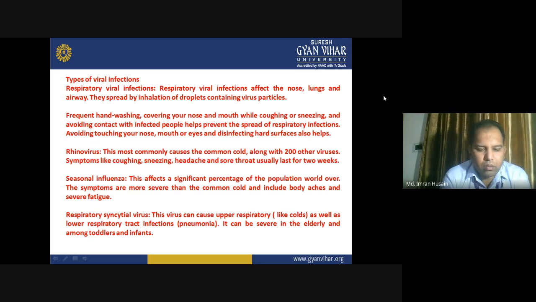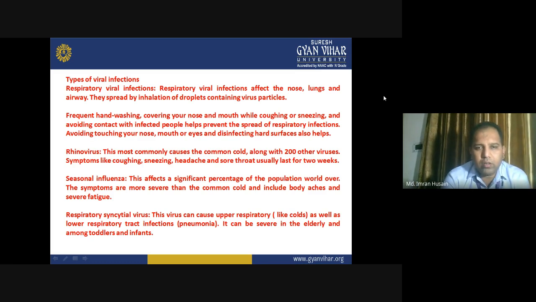So, overall, if you want to avoid a viral infection, the prescribed steps that have been advertised for protection against the COVID virus are very much the same if you want to avoid any sort of viral infection. The protocol is the very same. Avoid touching your nose, mouth, or eyes, and disinfecting hard surfaces also helps. So you should not always be touching your face, your nose, your eyes all the time.